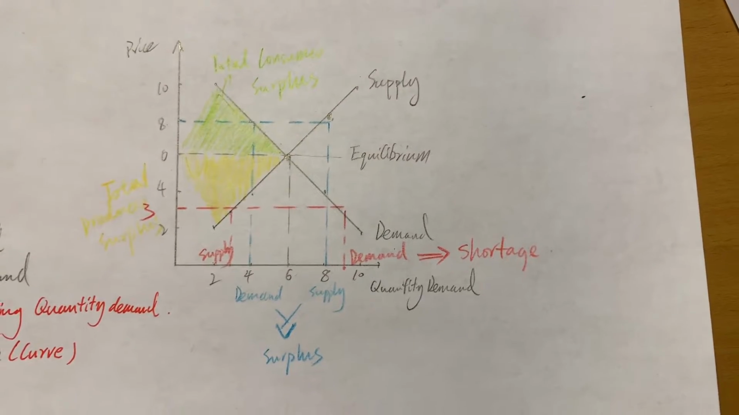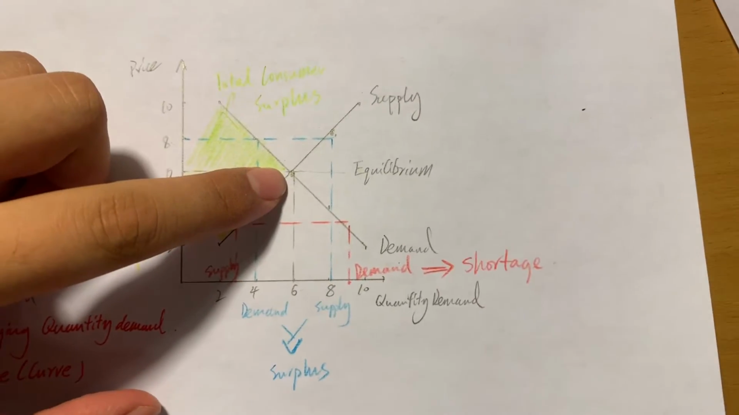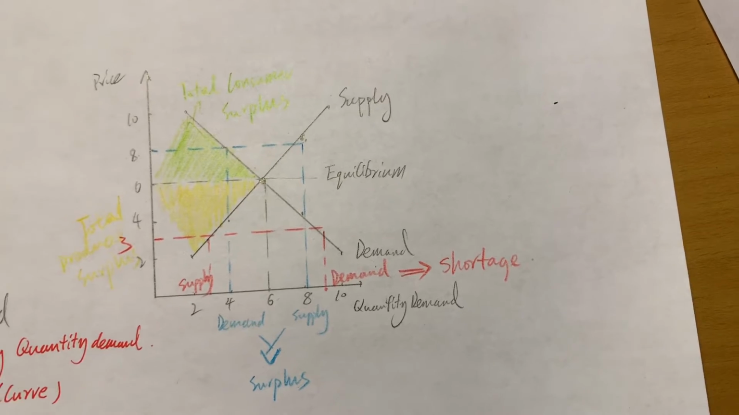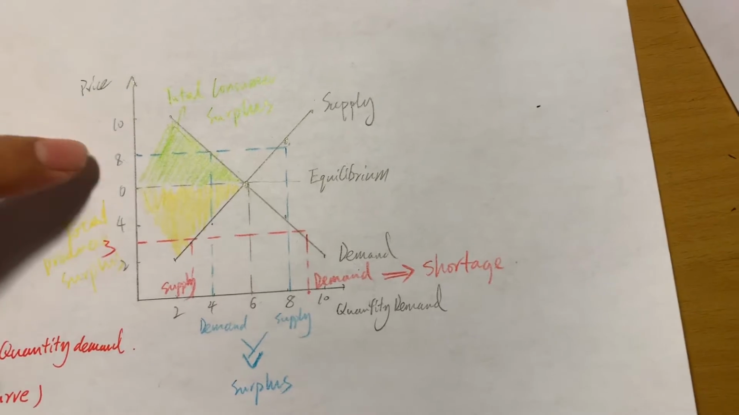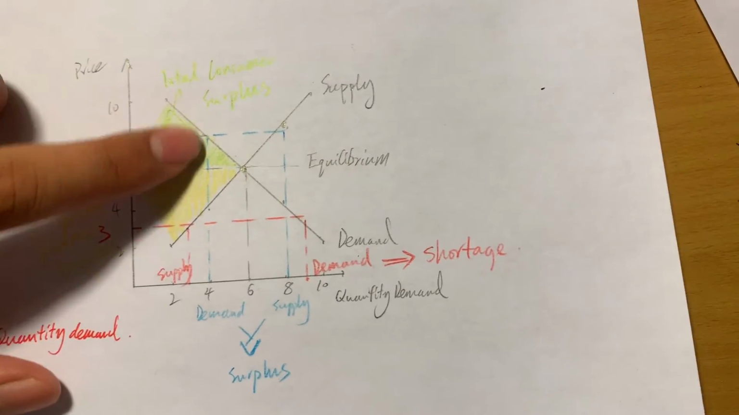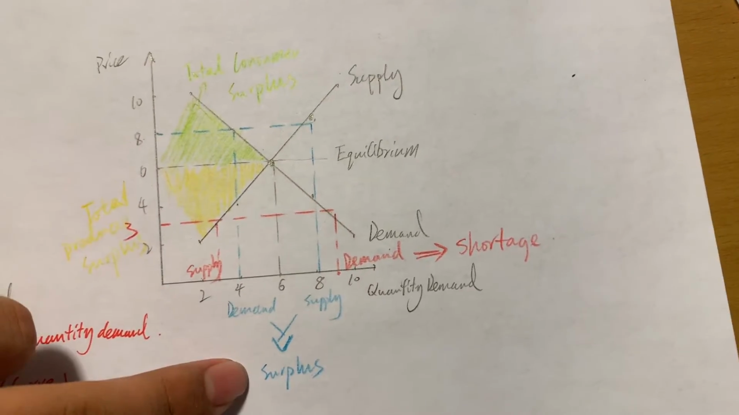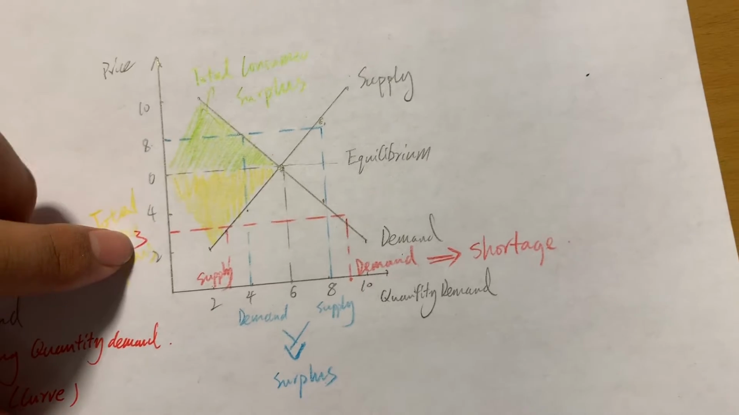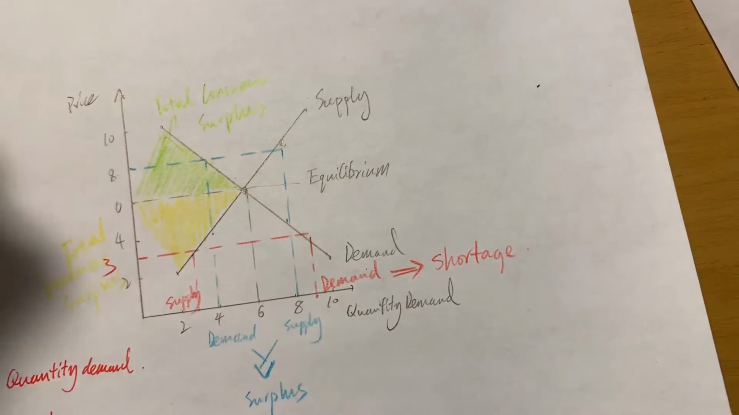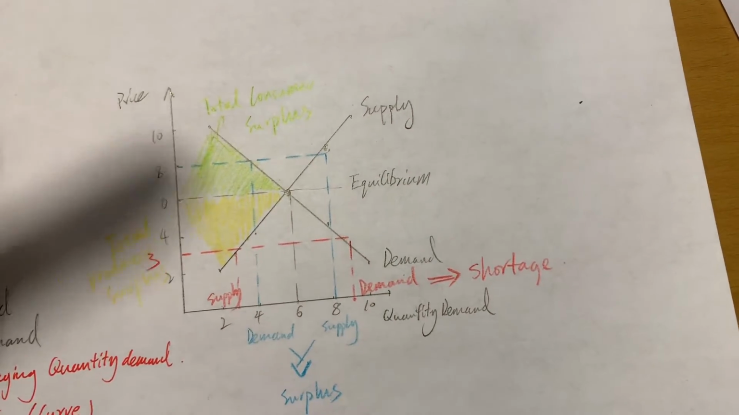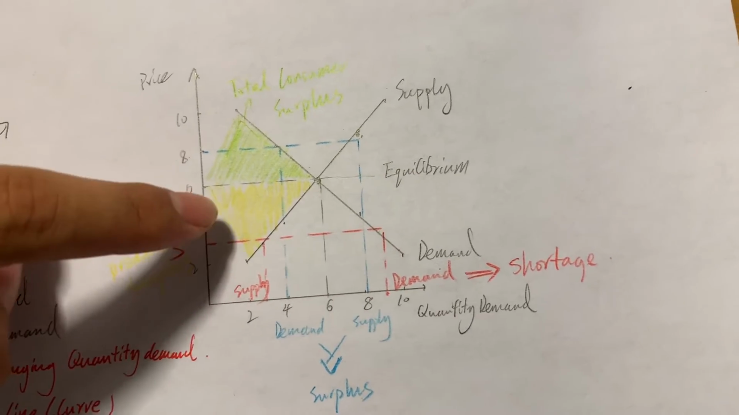And next, we combine the supply curve and the demand curve. This point means equilibrium, meaning that the quantity demanded equals the quantity supplied. If the price is set at 8, the demand will be 4 and the supply will be 8, which causes a surplus. And if the price is set at 3, the supply will be 3 and the demand will be 9, which causes a shortage.